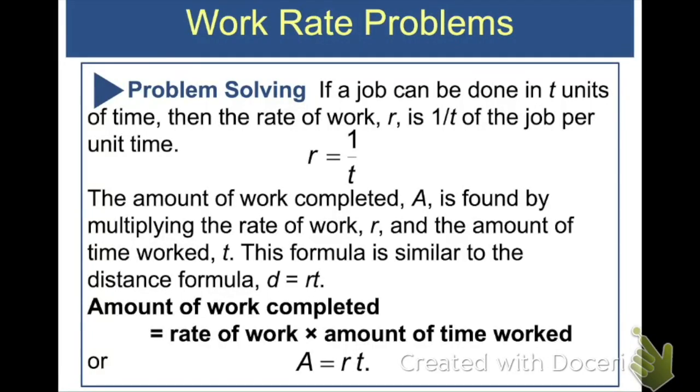In our next example, we're going to look at work rate problems. We have two equations here. The top one, R equals 1 over T, where R is the rate of work and T is the time that the job can be done. For my second equation, A is the amount of work completed, R is still the rate of work, and T is the time worked.